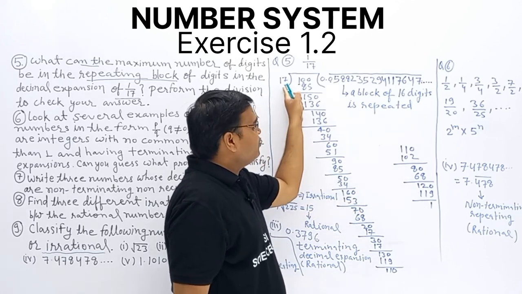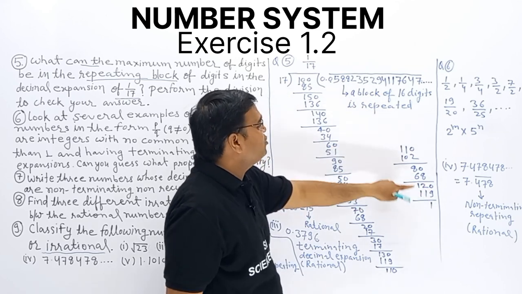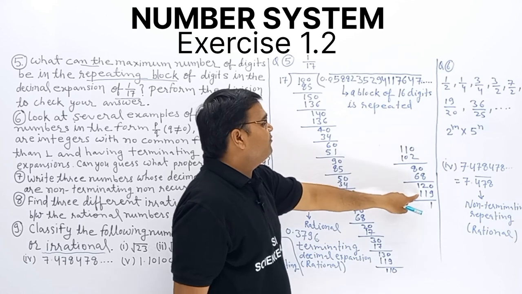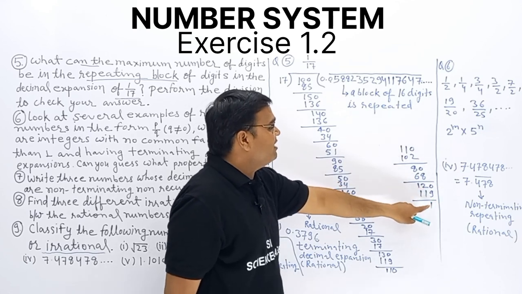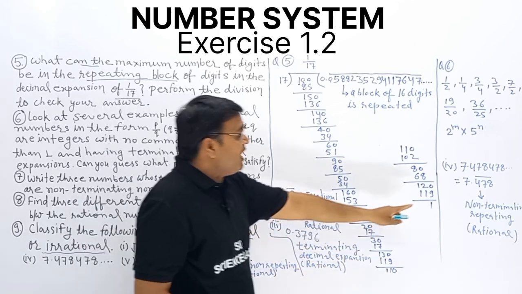12 is smaller than this one. We require 10. We put 10 there. 120. How many times is it going? 7 times, and 119, and we are getting 1. After this one, now we are having 1.